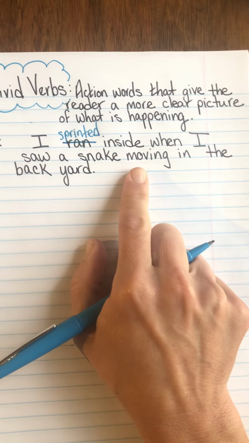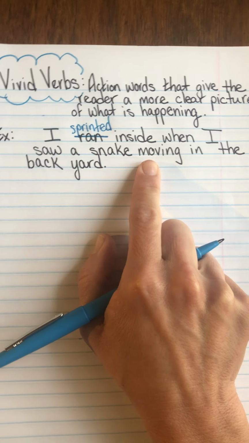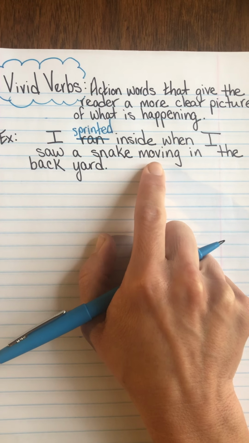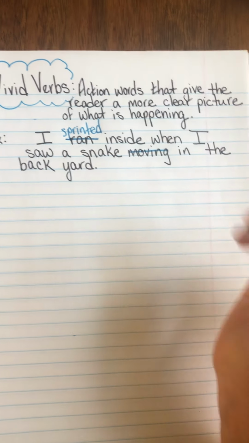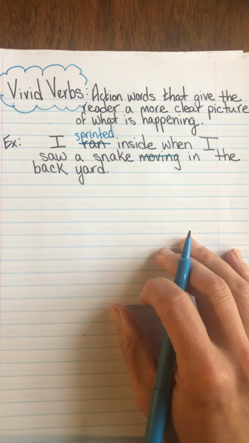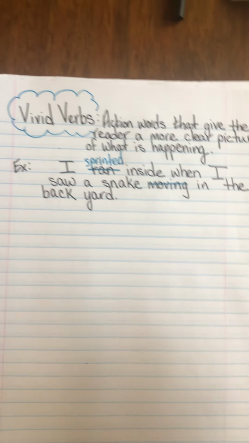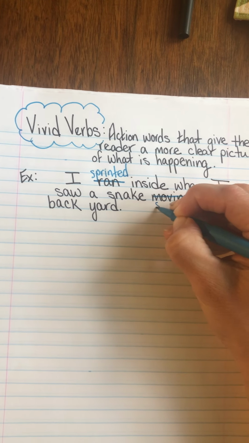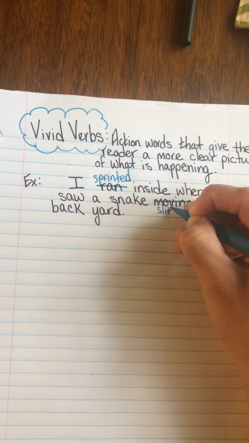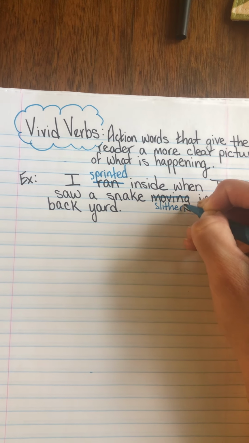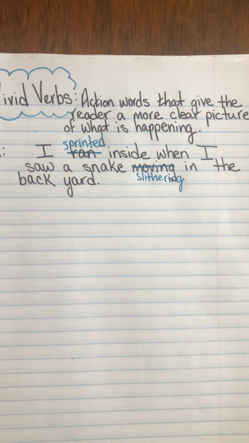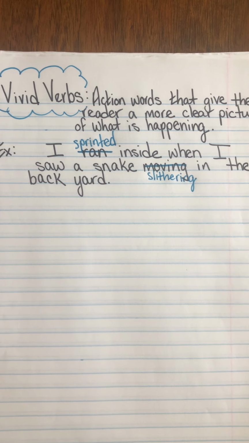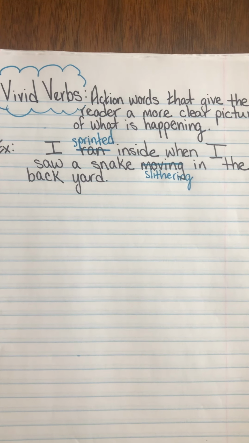Now take a look at the verb moving. A snake can definitely move, but if I wanted to show the reader how that snake is moving, I'm going to cross out the word moving. And what's the action that snakes do? I know that they slither. So I'm going to write the word slithering instead, because then it shows my reader that they're kind of zigzagging through the yard, and because I saw that snake, I sprinted.